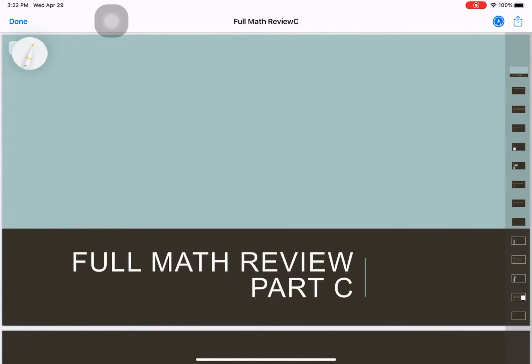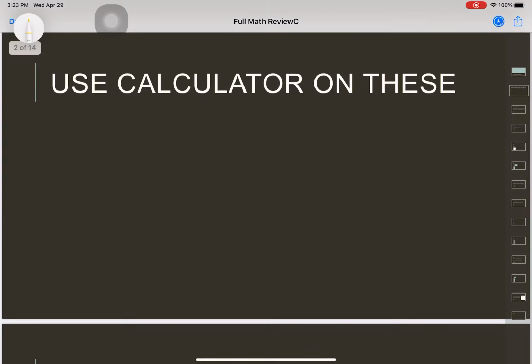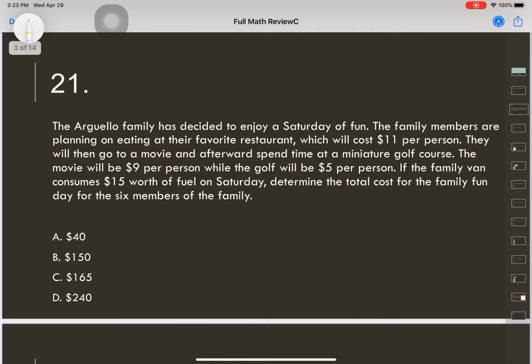This is the third part of the review, full math review for GED prep. So again, you can use a calculator on these questions. Starting with question number 21 here.